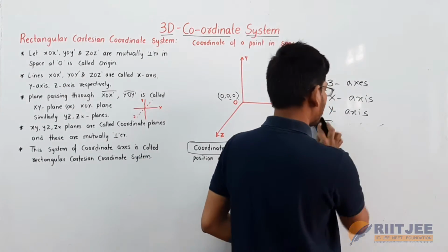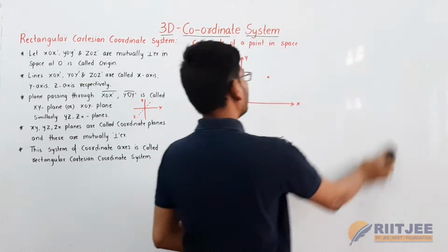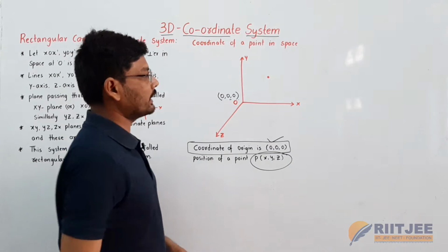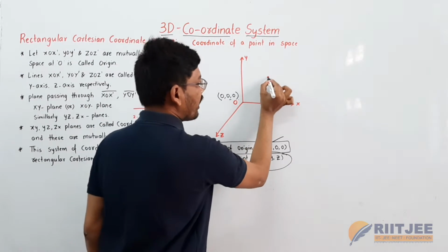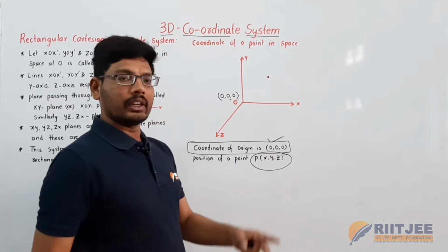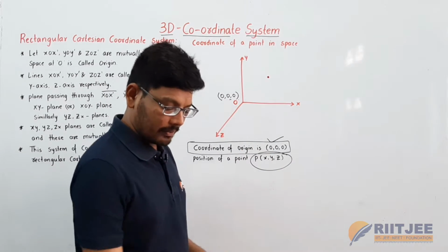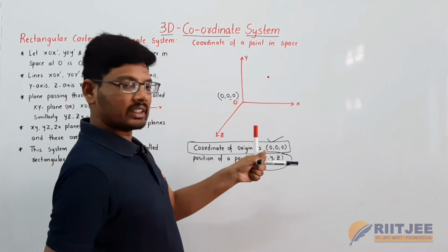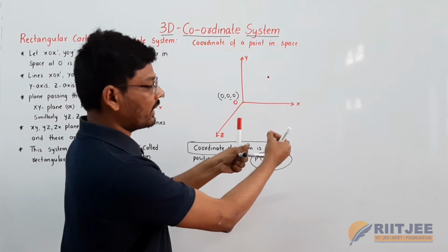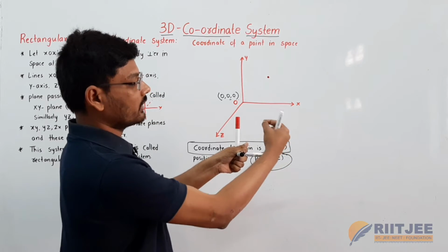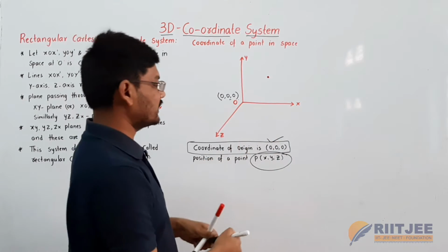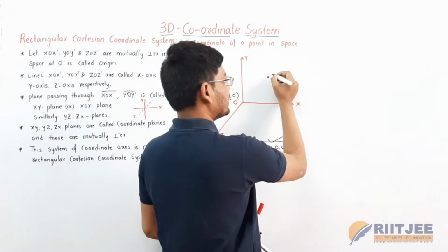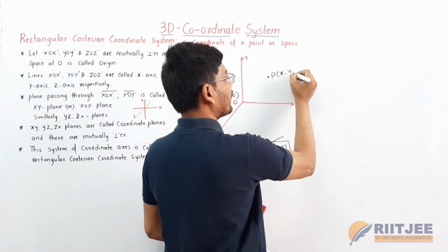Now let us look at the coordinates of a point in position. Here I am taking a point in the 3D coordinate system. The position of this point is P of x comma y comma z.